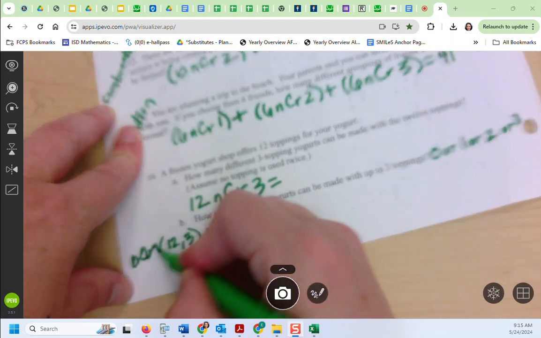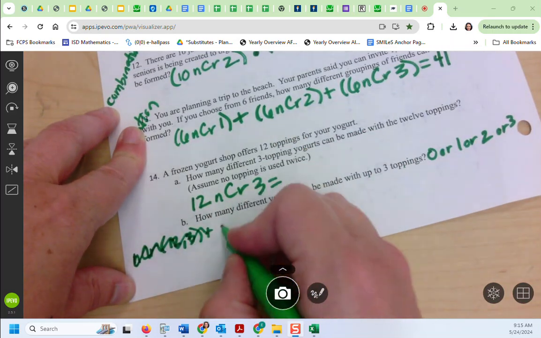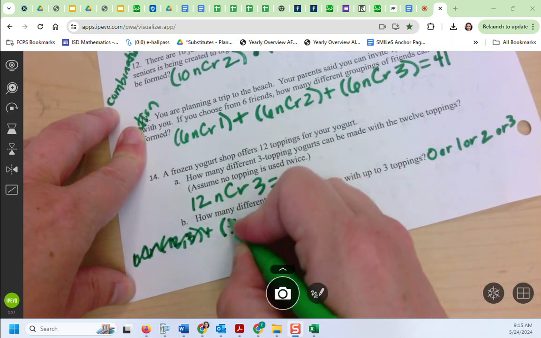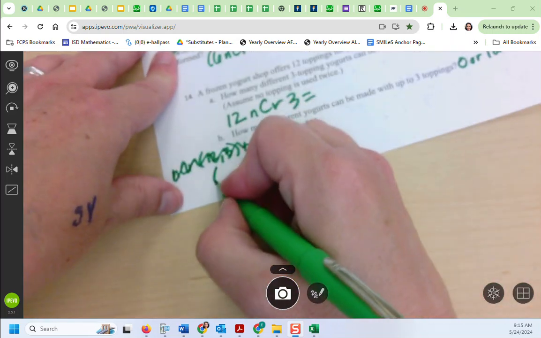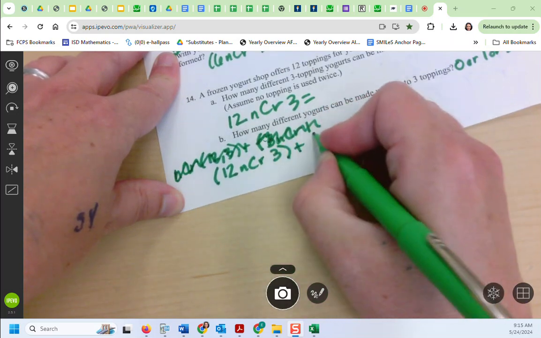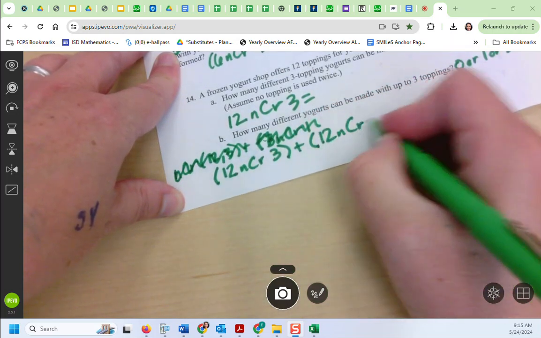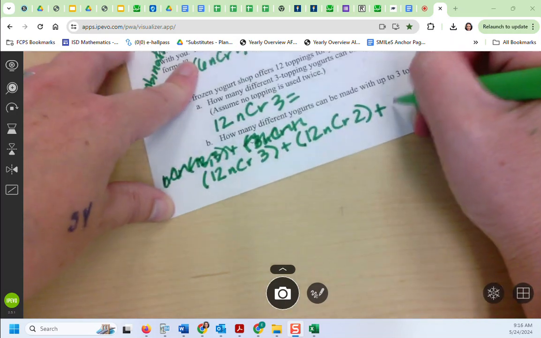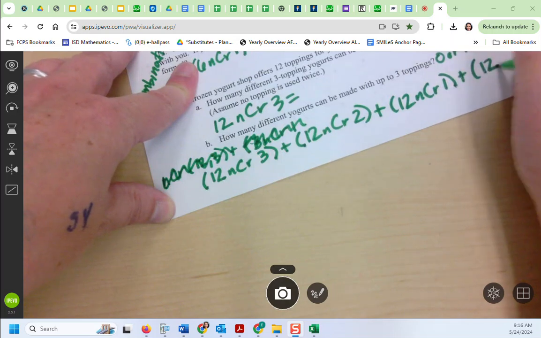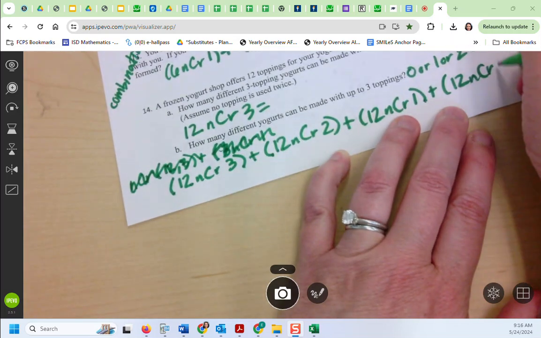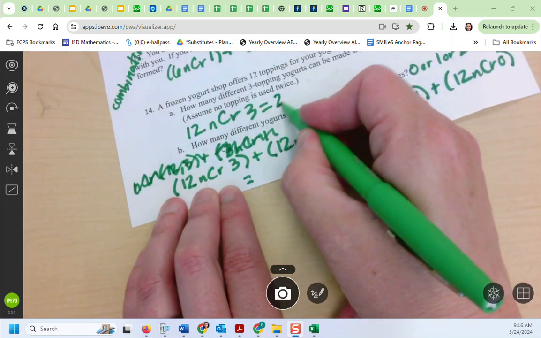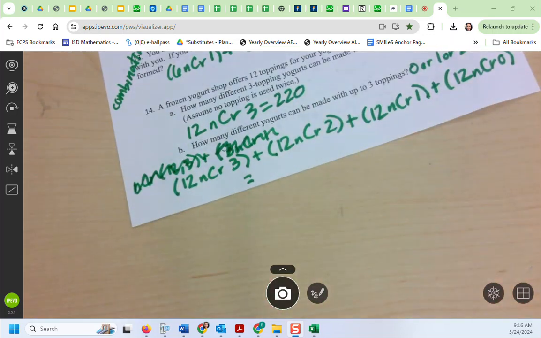Actually, this is not how you guys write it. Sorry. You guys write 3 NCR 12. Oh, guys, you need to stop me when I say the wrong thing. 12 NCR 3 plus 12 NCR 2 plus 12 NCR 1 plus 12 NCR 0. For this one, you should have gotten 220, and now you're going to find this one.